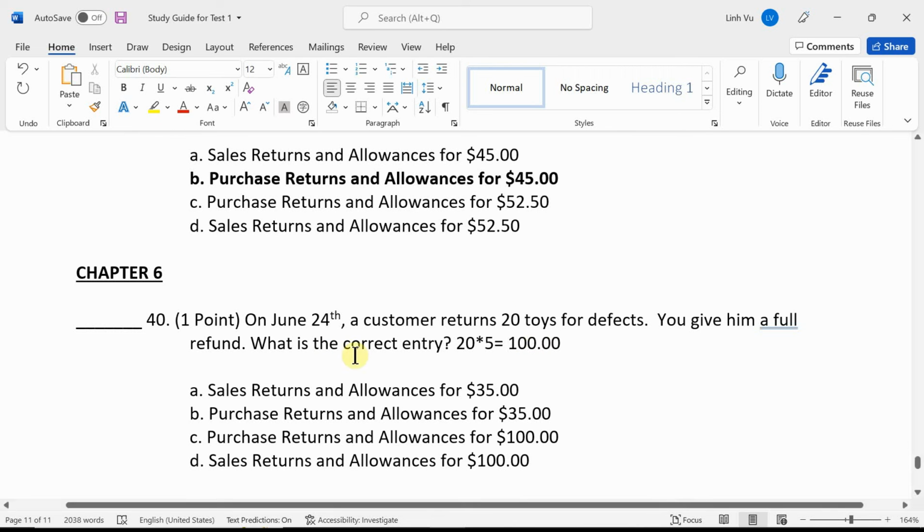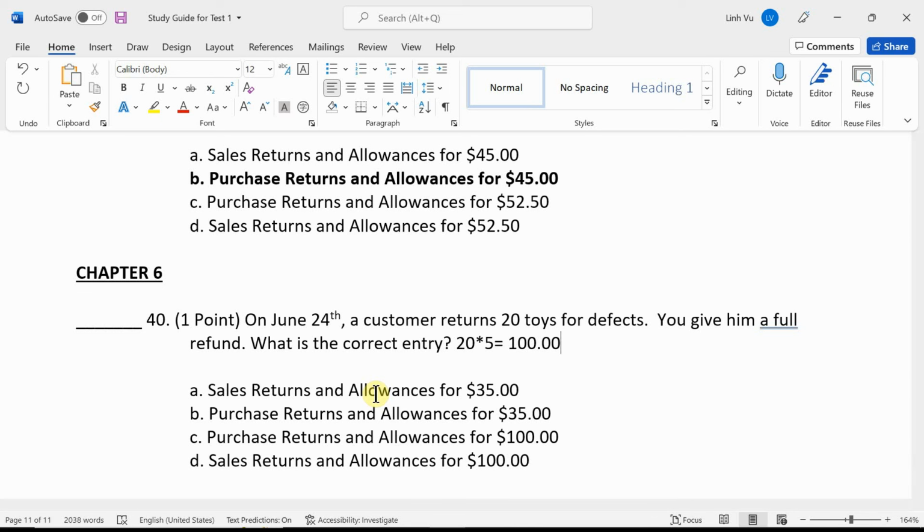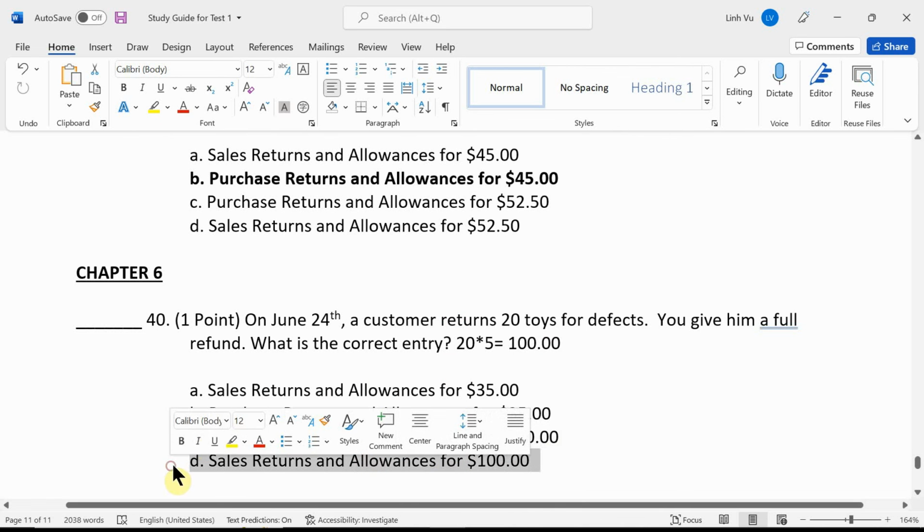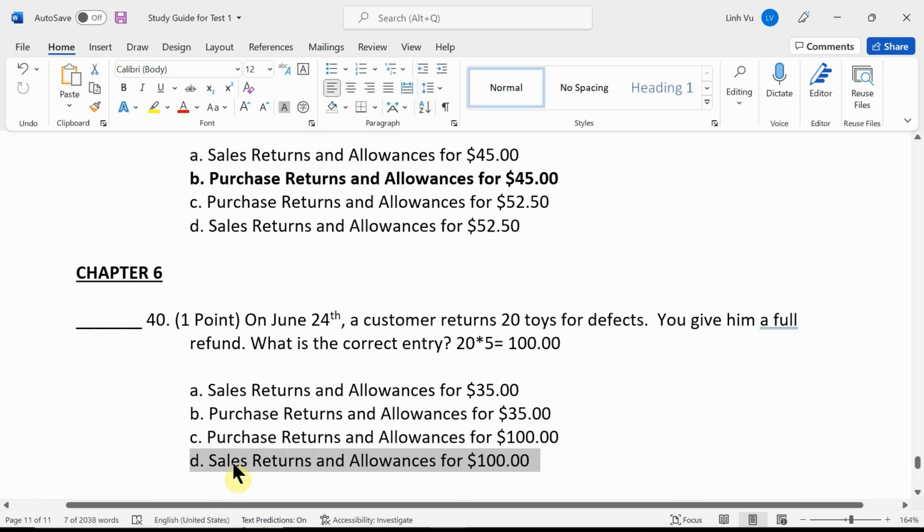Okay, so good, right? Because this is a customer. The customer purchased from me. That means I have to refund what I sold them for, and if there is sales tax, you have to refund the sales tax. But in this case, I was specific. Sales tax was not charged. So I can only refund them for $100, and it's a sales returns and allowances for $100. Okay, so letter D, sales returns and allowances for $100.